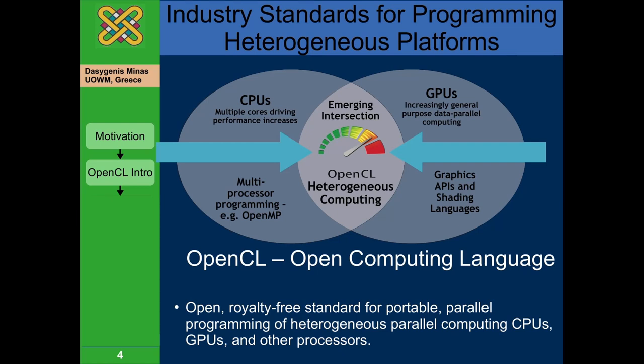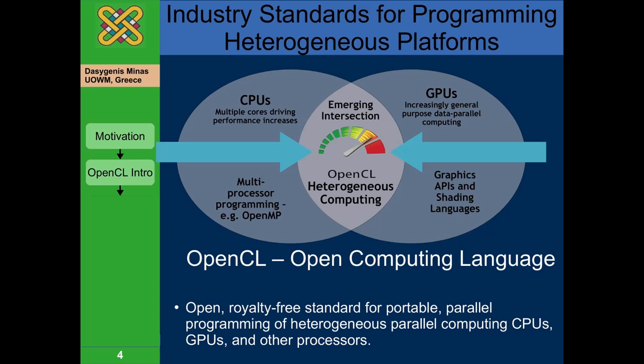An industry standard that tries to merge the CPUs, which have many cores and until now were programmed using OpenMP, and GPUs. And in the last couple of years also FPGAs and custom ASICs. ASIC is application-specific integrated circuits. So OpenCL is a new language that is open, royalty-free, and enables the computer programmer to utilize the parallel architecture that he has at his disposal.